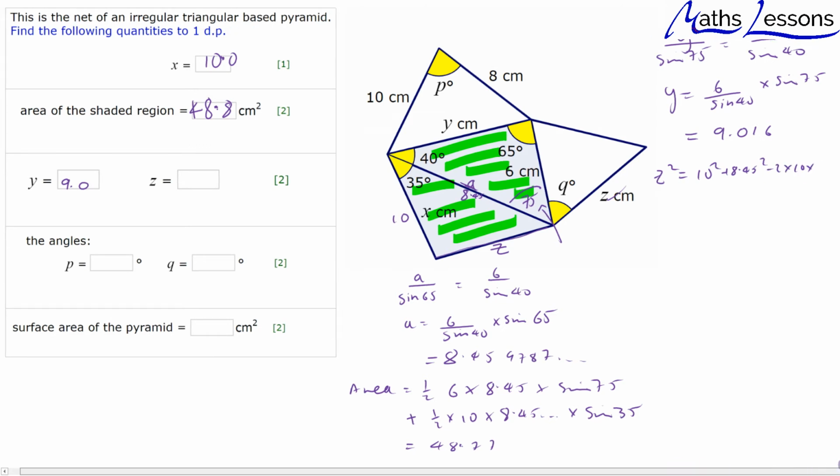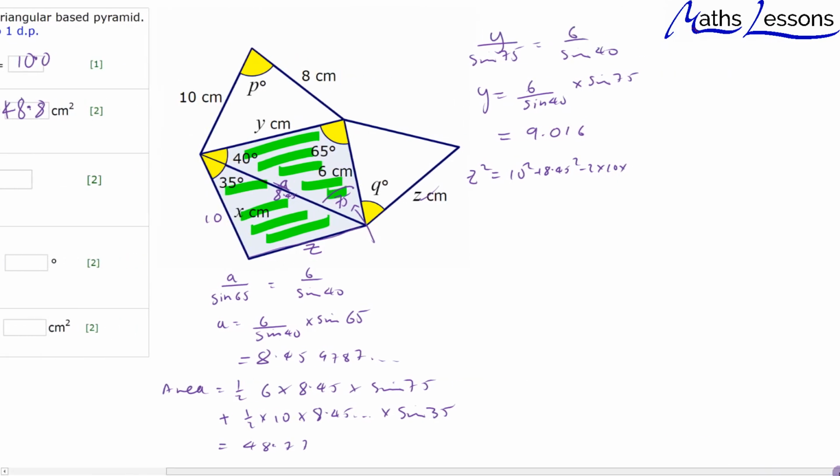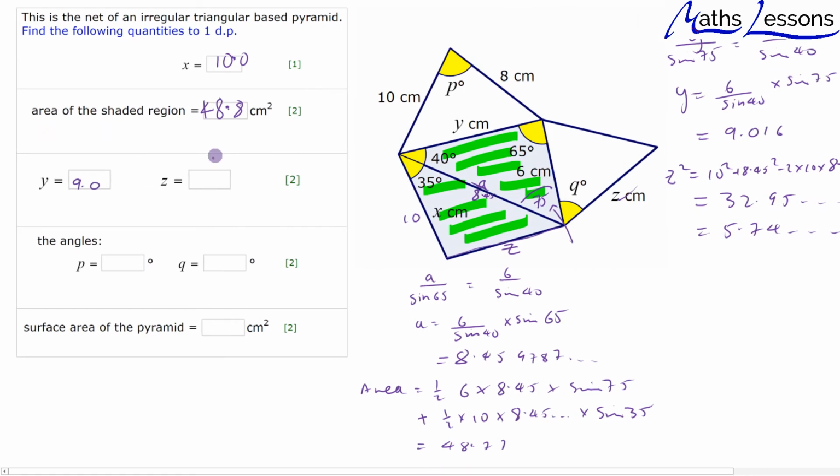I'm going to run out of space here, let's just give myself a bit more space. There we go, times 8.45 times cos of 35, and you just type all of that into your calculator and you get, I think it's about 32.95 and so on. Square root that, we get 5.74 and so on. And so therefore to one decimal place, z is 5.7.